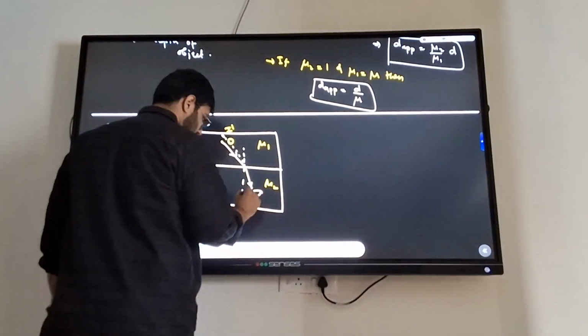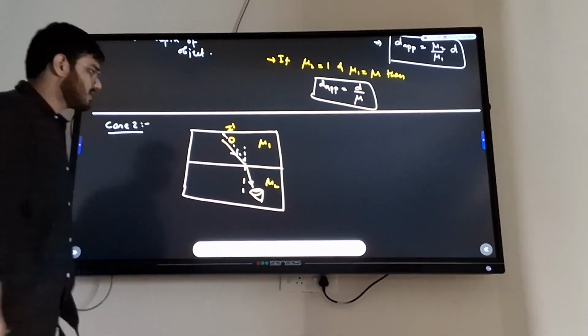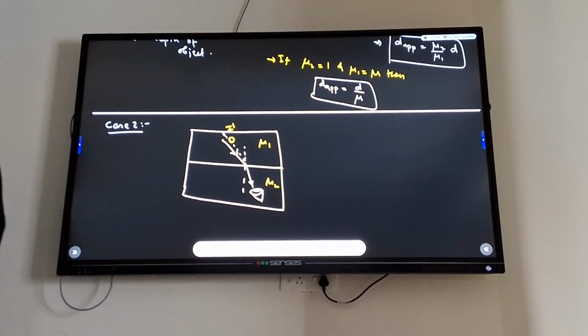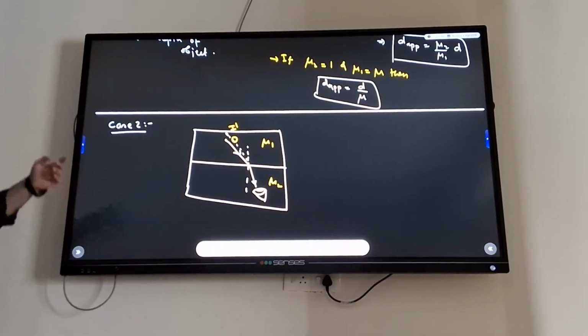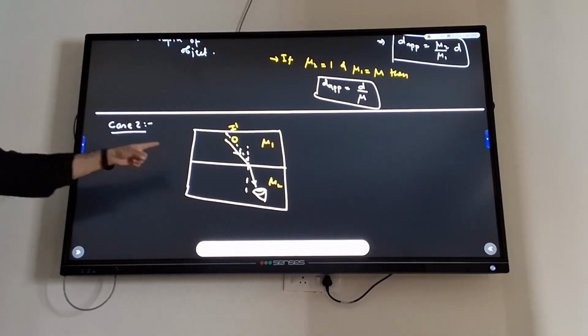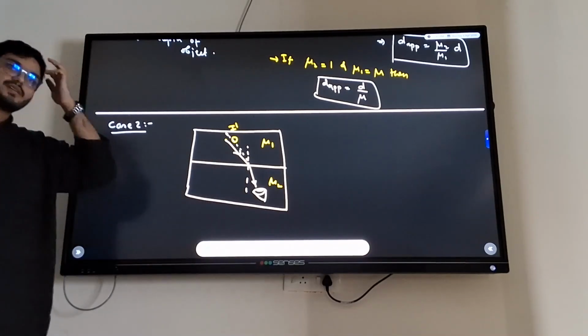So, is it all okay? Please make straight like that. My drawing is not that good. Should I make it again? देख रहा है ये straight line. This is supposed to be a straight line. This is a refracted ray.